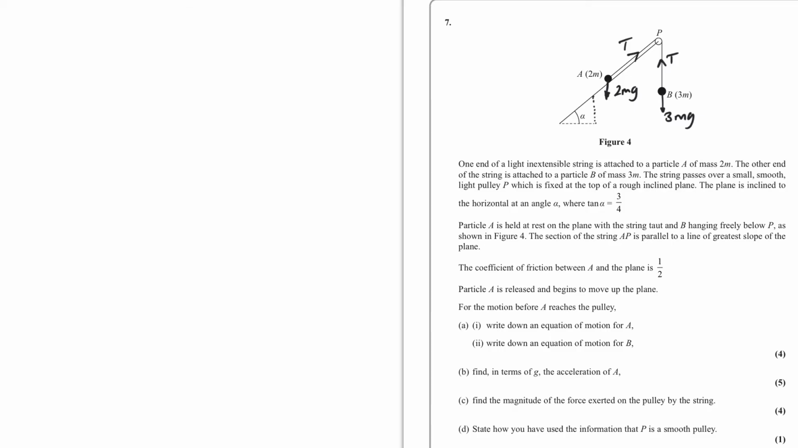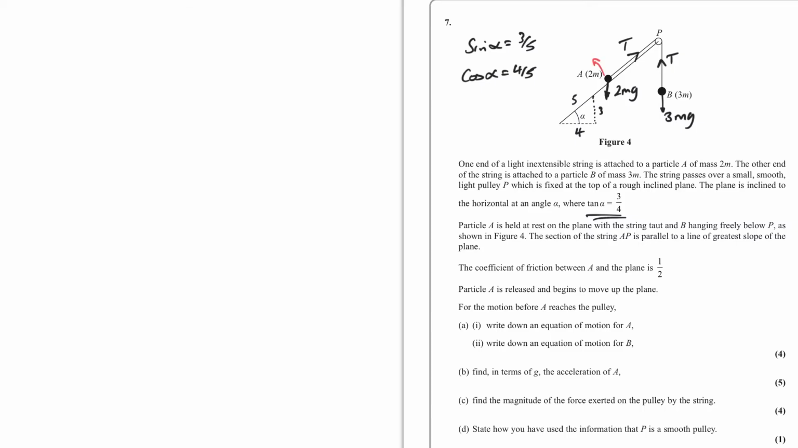Looking at this angle, tan alpha is 3 over 4. That will give me the 5 there. So that means that sine alpha is 3/5, and cos alpha is 4/5. Sorry, sine is opposite over hypotenuse and cos is adjacent over hypotenuse.